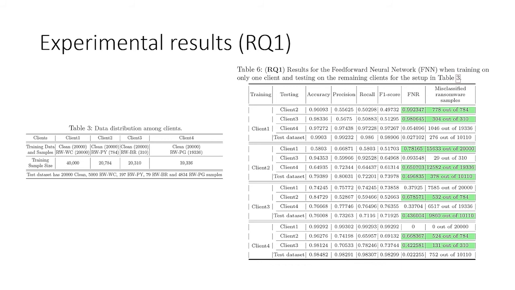The second one is, all our models trained on the PowerGhost and clean dataset have shown good performance on the WannaCry test dataset. There is a high FNR for Petya and Bad Rabbit.